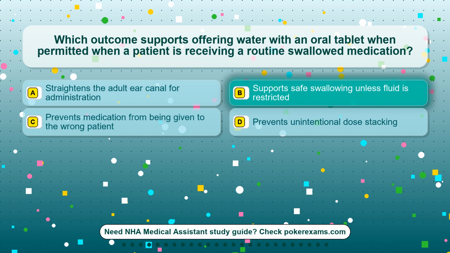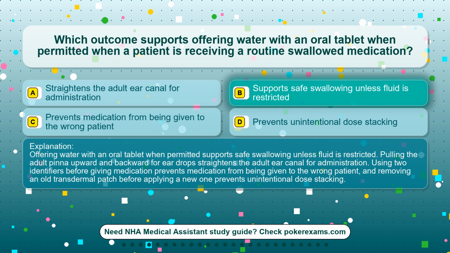The correct answer is option B. Supports safe swallowing unless fluid is restricted. Offering water with an oral tablet when permitted supports safe swallowing unless fluid is restricted. Pulling the adult pinna upward and backward for ear drops straightens the adult ear canal for administration. Using two identifiers before giving medication prevents medication from being given to the wrong patient, and removing an old transdermal patch before applying a new one prevents unintentional dose stacking.